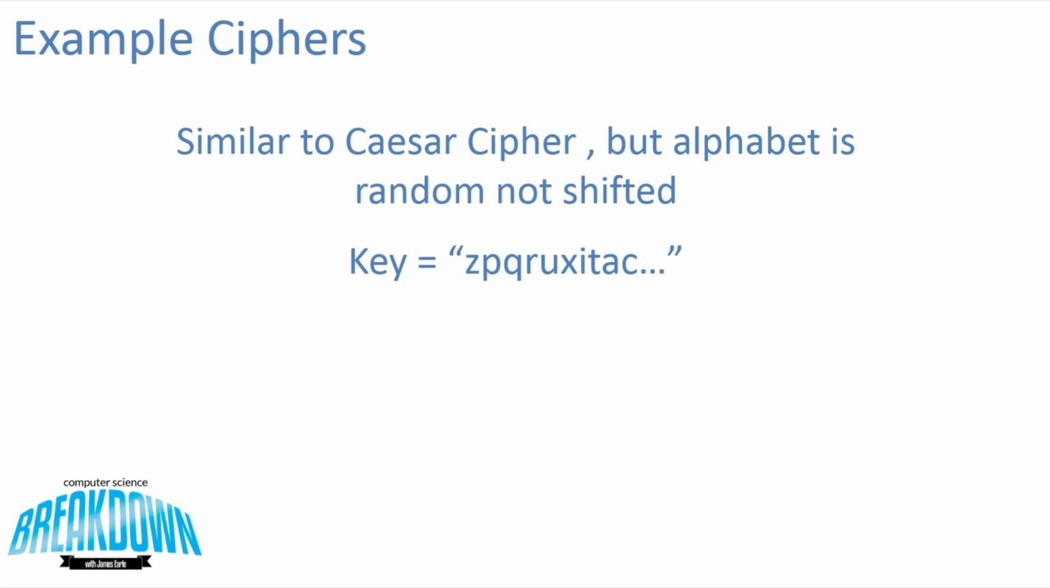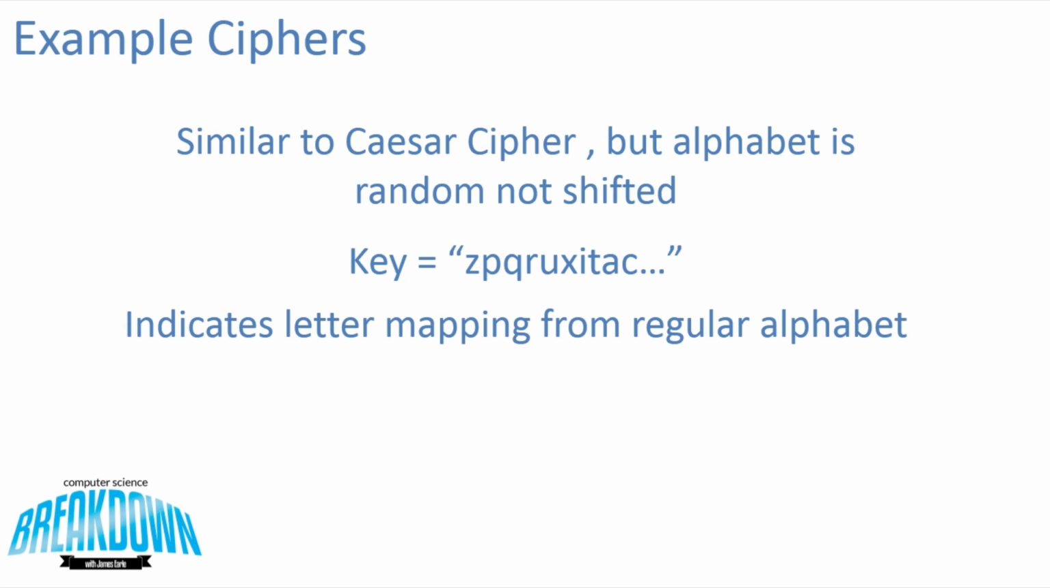And you apply every letter as a mapping. So in this case, I've given Z, P, Q, R, etc. And these would map A to Z, B to P, C to Q, and so on. So by doing this, we can map from our regular alphabet and actually disguise our text in a more random, nonsensical way. But you're going to see why this is still actually a very vulnerable system.